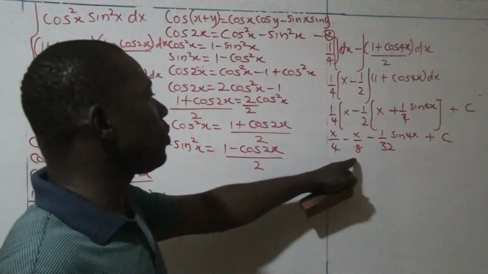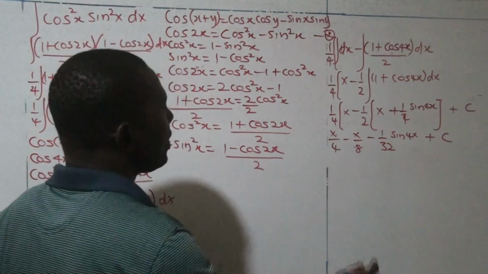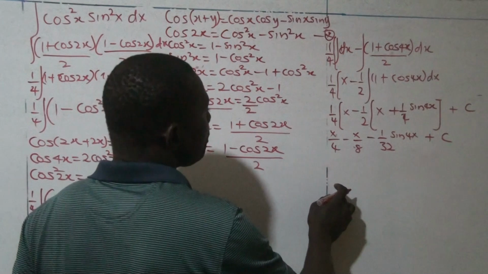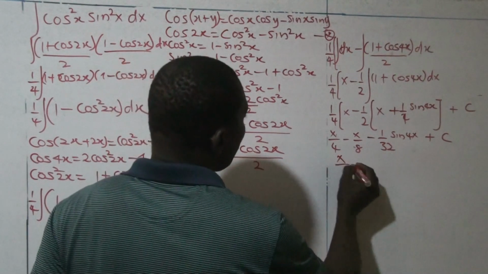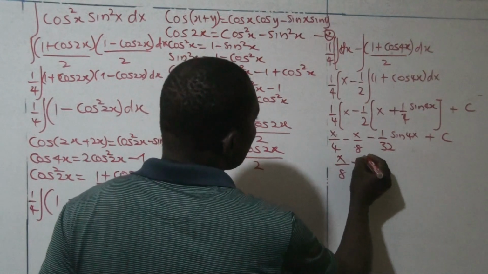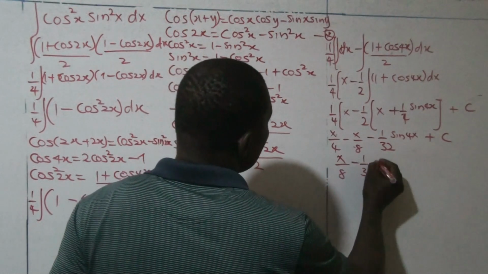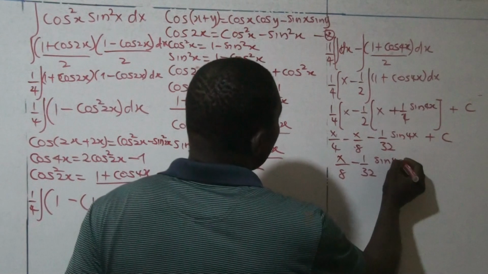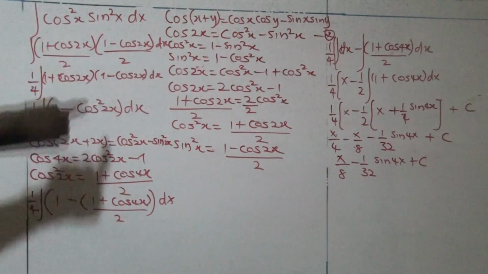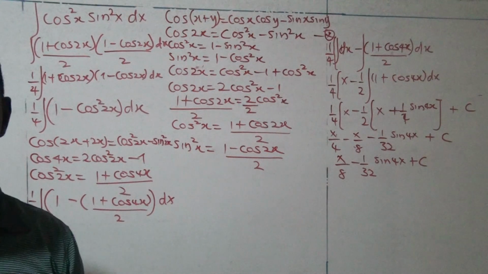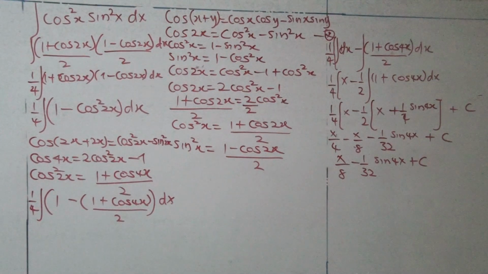So we can also simplify this. This is 2. So here we become x over 8 minus 1 over 32 sine 4x plus c. So the integral of this expression is what we have on the board.